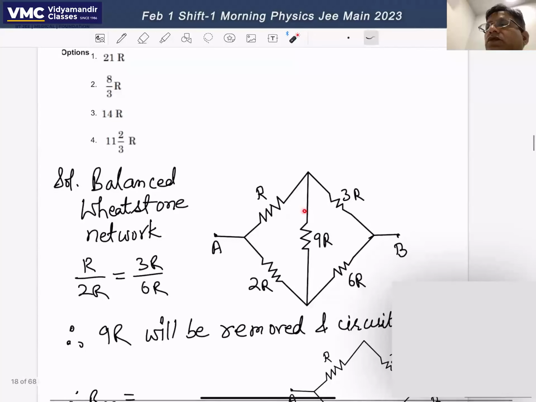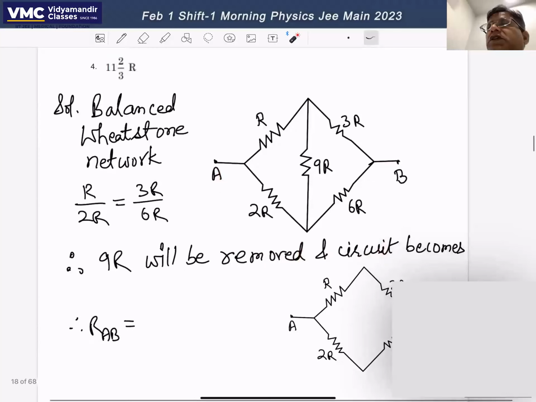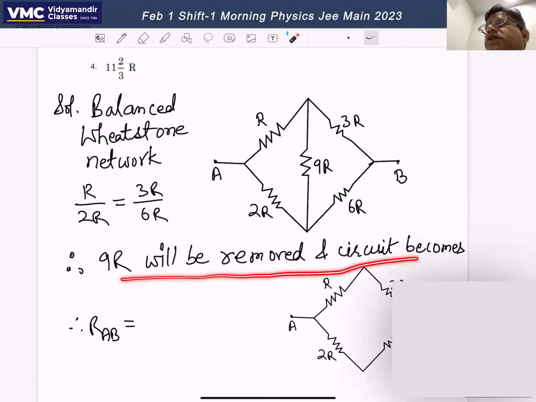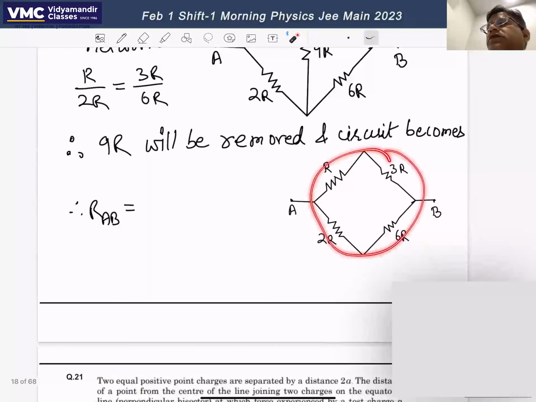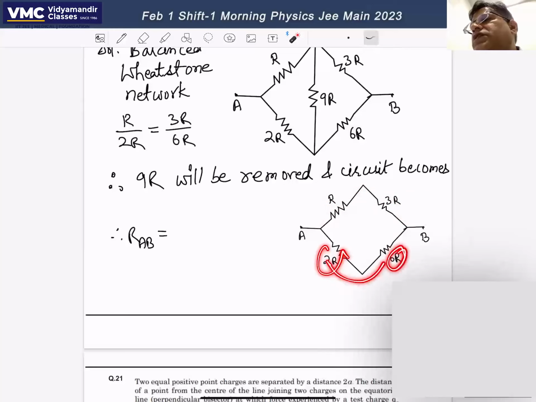That's why no current will pass through the resistance 9R if we connect it with a cell. So if we supply some source across AB, then 9R will have no current. So 9R will be removed and the circuit will become this one. In this circuit across AB, we see that R and 3R are in series and 2R and 6R are in series, and these two are parallel to each other.